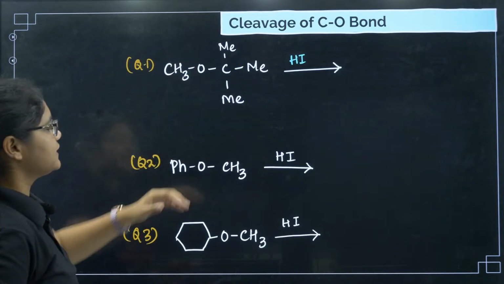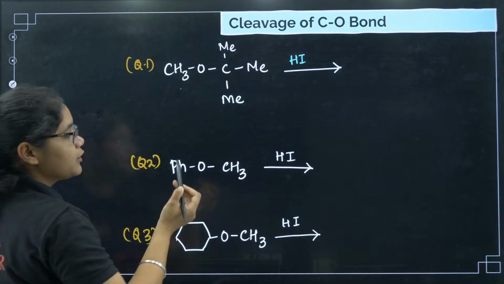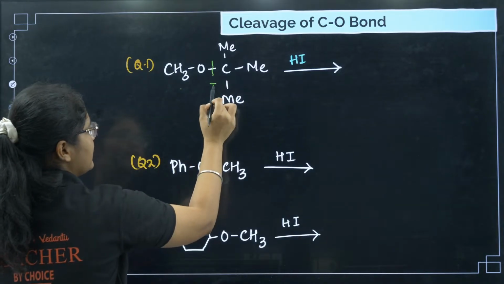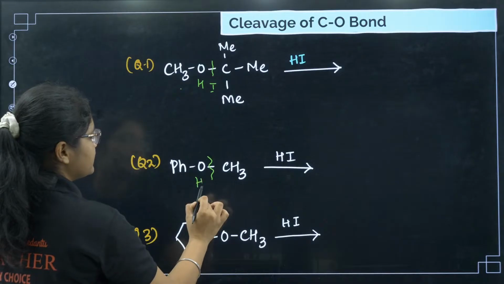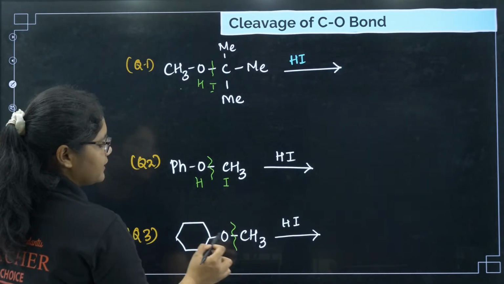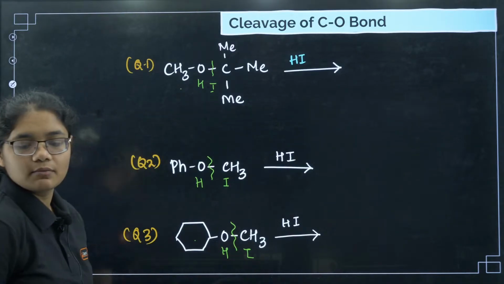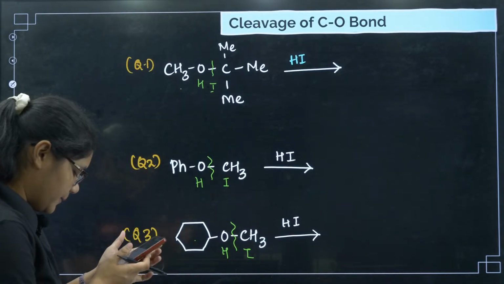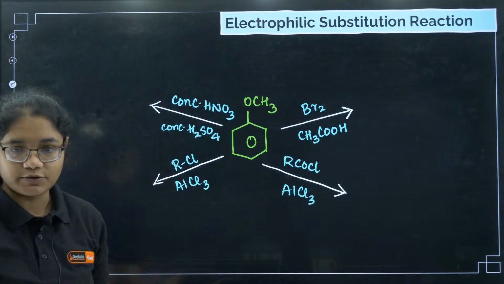So that is what we have discussed here. If I check this one, this is tertiary, this is primary. So I will come on this side and H will come on this side. Next, for phenol ether, definitely H will come here, I will come here. Now if you see this one, this is primary, this is secondary, so I will come on the less hindered side and H will come on the more hindered side. Okay, fine.